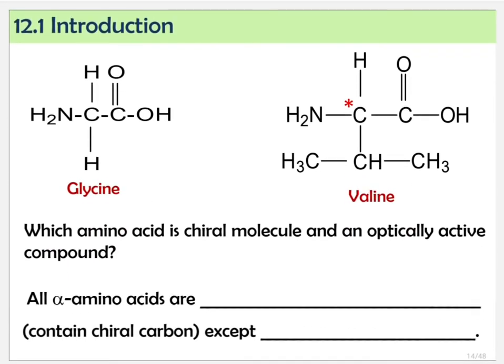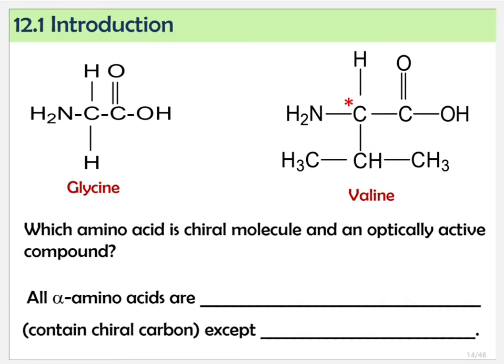Okay, the next thing that we have to know about the amino acid. Okay, so which amino acid is a chiral molecule and optically active compound? You still remember chiral? So chiral carbon, kalau compounds tersebut ada chiral carbon, makanya dia adalah chiral compound ataupun molecule. Macam mana chiral carbon tu? Bonded to 4 different groups. Okay, so kalau carbon itu bonded kepada 4 group yang berbeza, makanya that carbon is a chiral carbon.